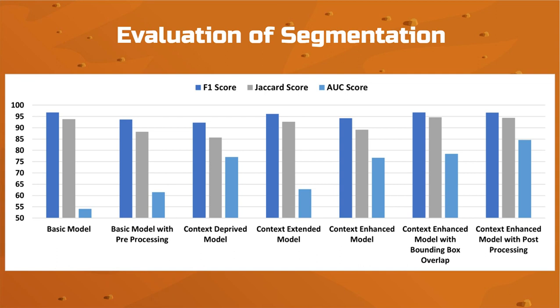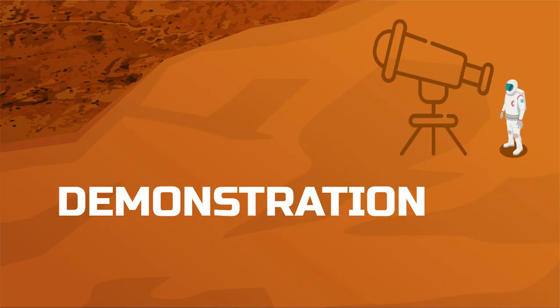After applying the post-processing layers, we were able to score an F1 score of 0.96, Jacquard score of 0.94, and an AUC score of 0.84. Finally, let's see a short demonstration on how the Resist web application can be used to segment inverted channels on Mars satellite images.